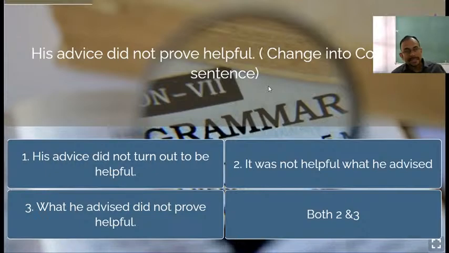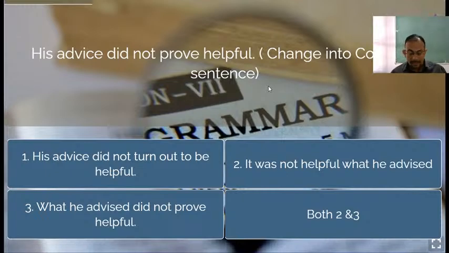His advice did not prove helpful. Change into complex sentence. A complex sentence is a sentence which has two clauses. One is principal clause, which is independent in nature, and the other is subordinate clause. Subordinate clause means what, dear students? Subordinate clause means the part of the sentence which is dependent on another part. Okay, subordinate means something which is dependent, right?